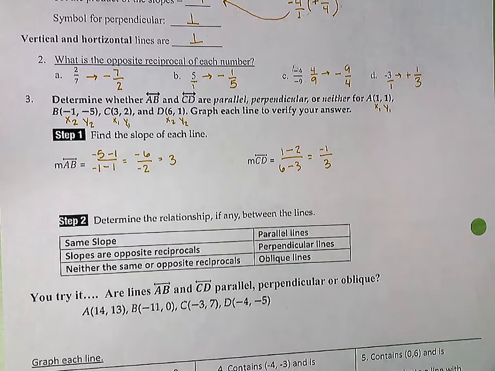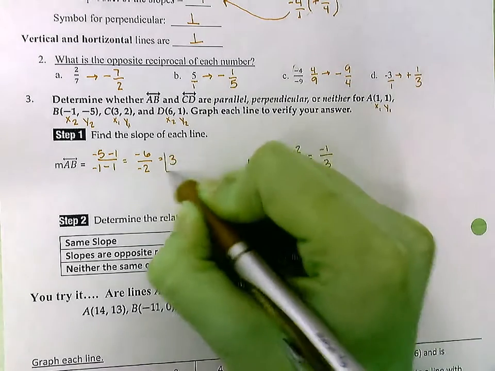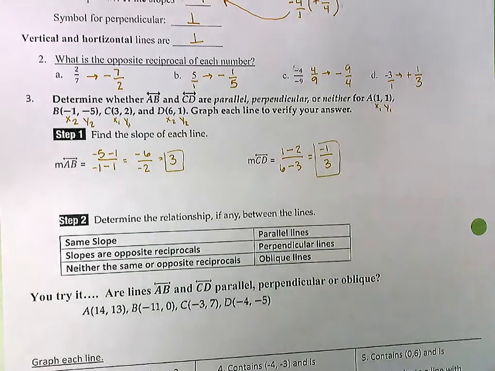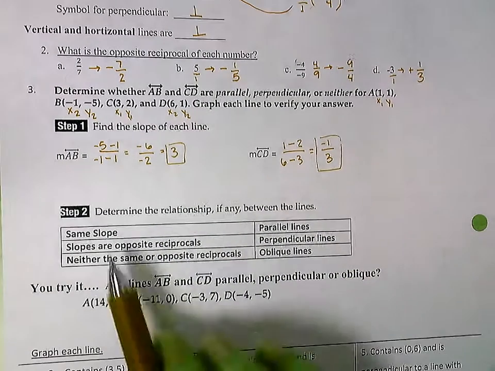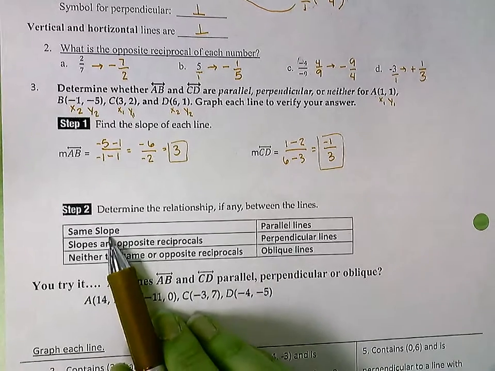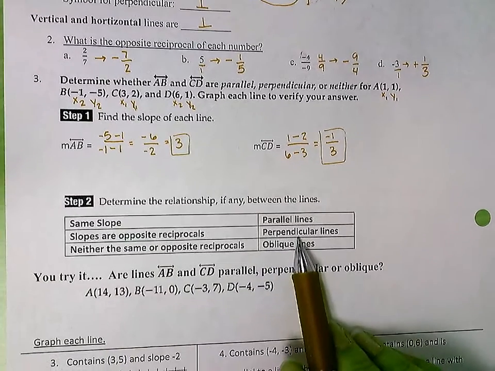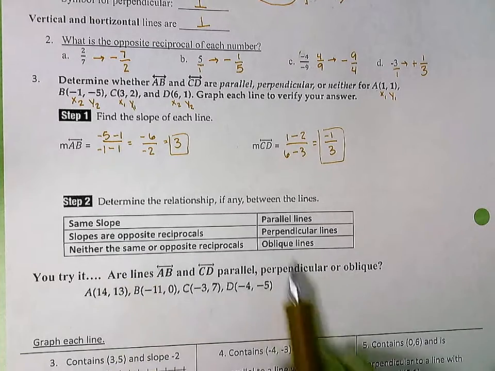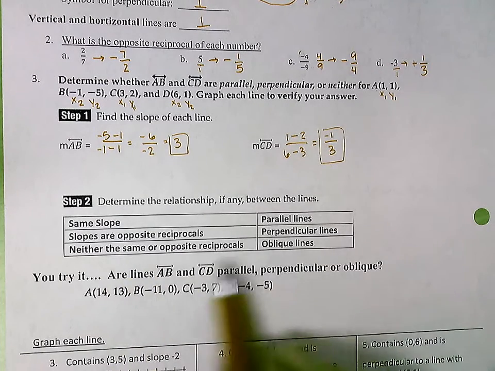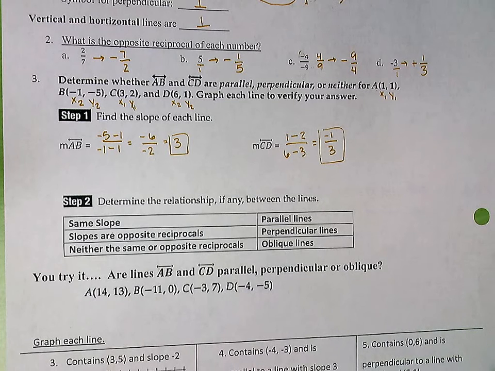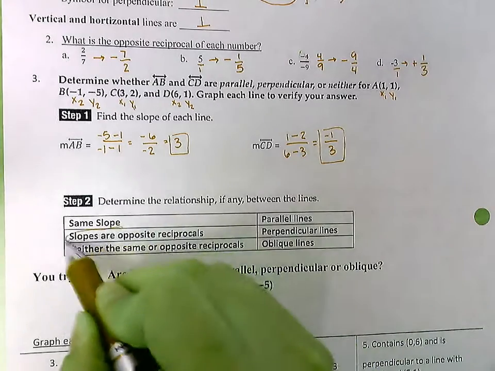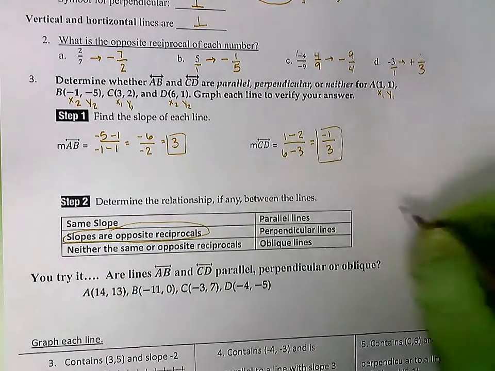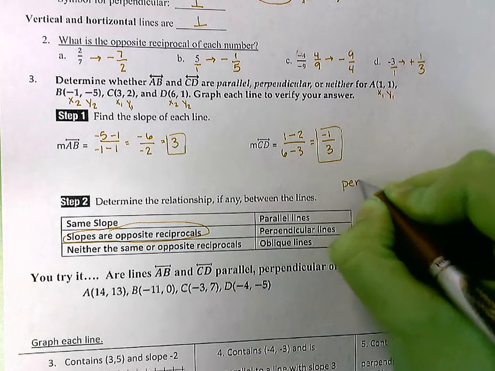Okay, so after step 1 here, since I'm determining whether these are parallel, perpendicular, or neither, I have a slope of 3 and a slope of negative 1/3. So in order to be parallel, they have to have the same slope. In order to be perpendicular, they have to have opposite reciprocals. And oblique, which is neither, they wouldn't have the same slope or be opposite reciprocals. Okay? These do have opposite reciprocal slopes. So these would be perpendicular lines.